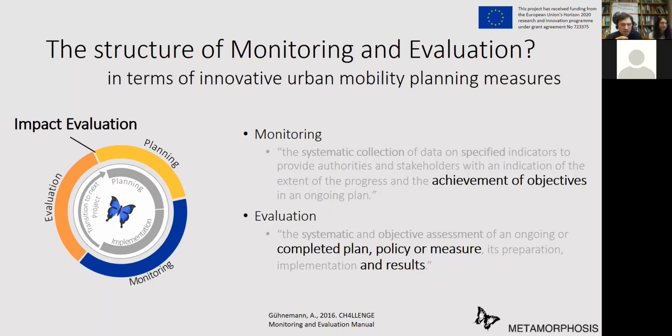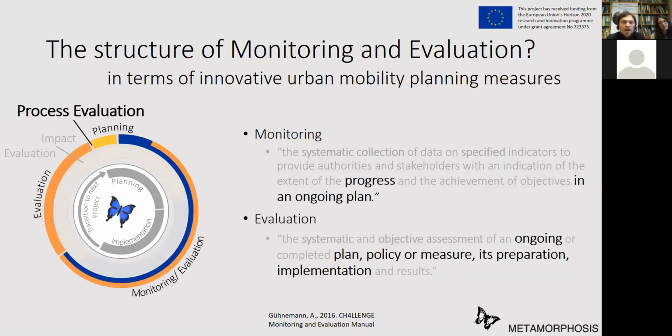And then on the other hand, you have process evaluation. And here you monitor the progress in an ongoing plan. And in regards to evaluation, you evaluate an ongoing plan, obviously, policy or measure, its preparation and implementation, not its results though. And notice the phases have changed. Monitoring now starts way earlier in the planning phase already, because you're trying to monitor and evaluate an ongoing plan. So the planning phase is part of that ongoing plan.